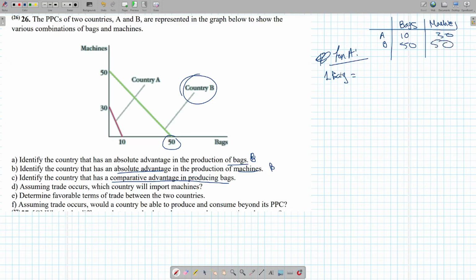Alright, so for country A, if you want to calculate the opportunity cost for one bag, remember, if you're calculating the opportunity cost for bag, it goes in the denominator. So 10 is down, 30 is up. So 30 over 10 is 3, so one bag is equal to 3 what? Machines.